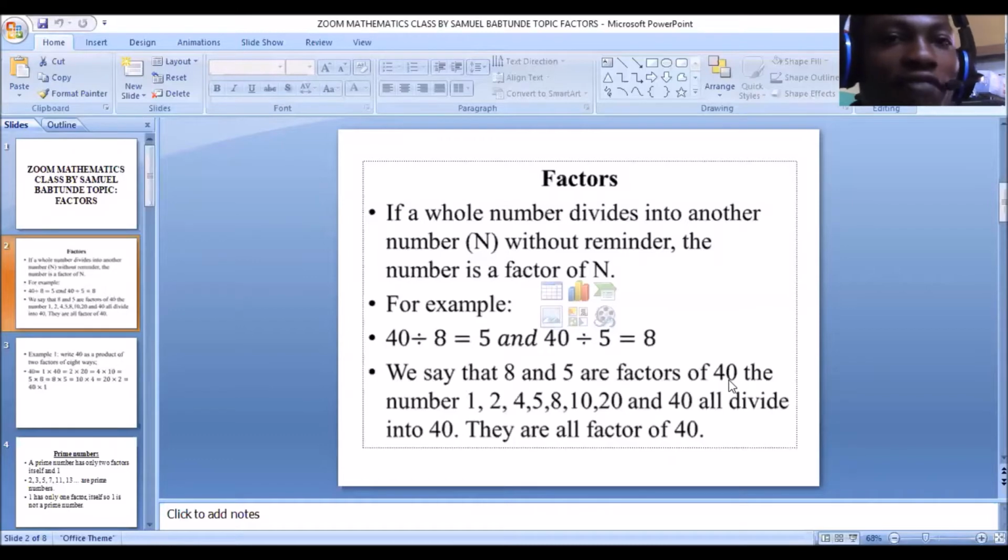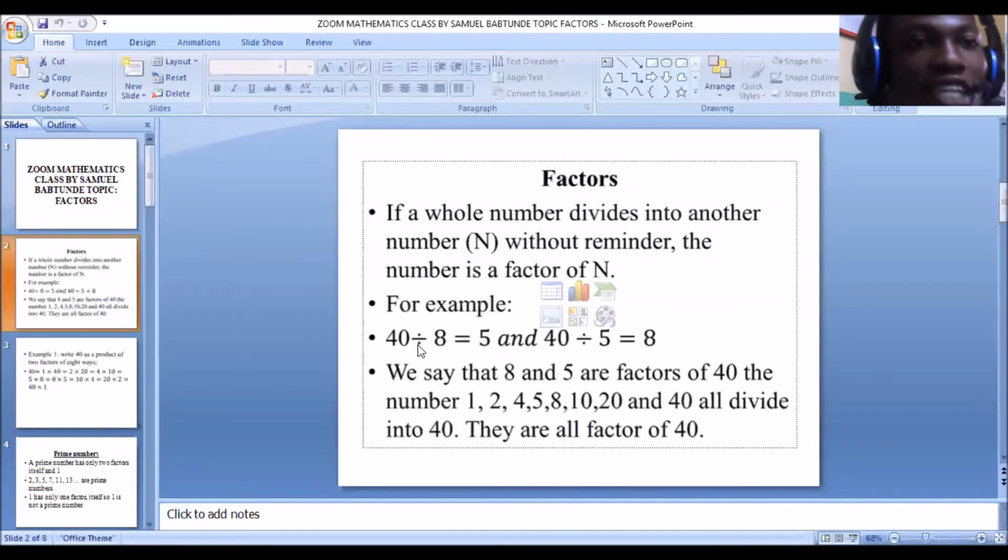Now, mind you, 5 and 8 are not the only factors of 40. I'm just giving you an example to understand the statement that I said: if a whole number divides into another number n without remainder, the number is a factor of n.